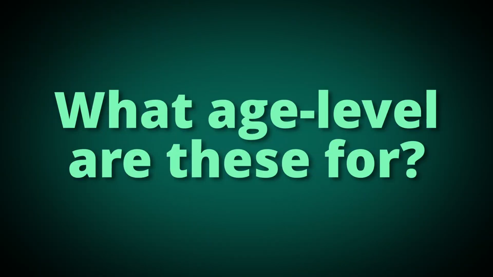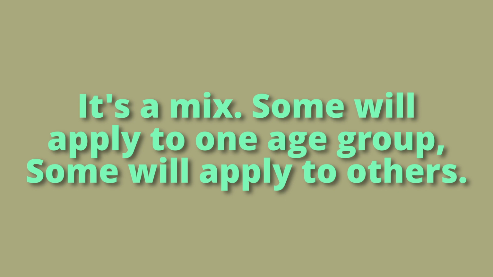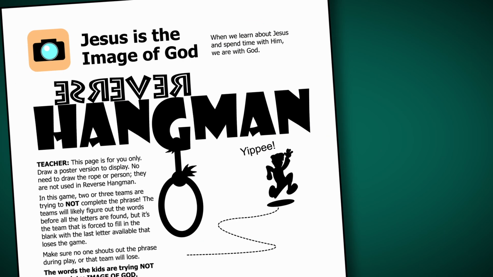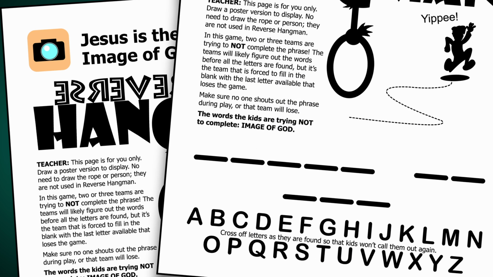You might ask yourself, well, what age level is this for? Each one is a little bit different. Might be for older kids, might be for younger kids. It's up to you to decide which will work with the group that you have. This one is called Reverse Hangman. I want to take a moment to explain it to you because there's a principle that you may be able to apply to other games of your own.